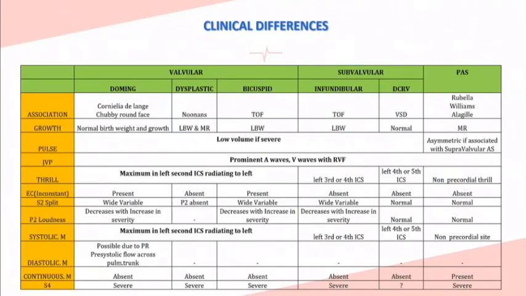And a diastolic murmur is heard in very few types, likewise in doming valve. This is due to possible coexisting pulmonary regurgitation, or there can be a presystolic flow across the pulmonary trunk. And a continuous murmur can be expected in pulmonary artery stenosis, and a proposed theory is bronchial artery collaterals. And S4 is seen in all the severe types of RVOT obstruction.